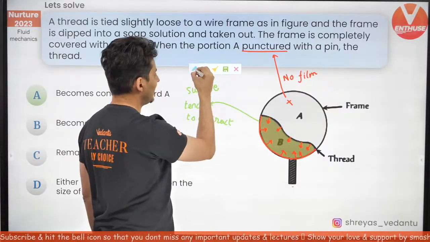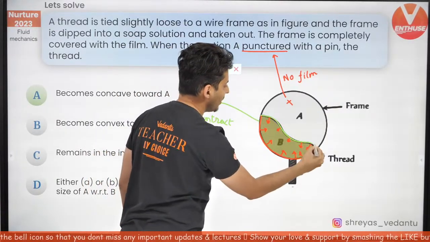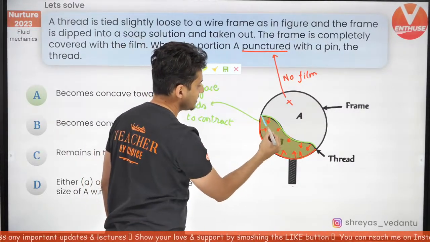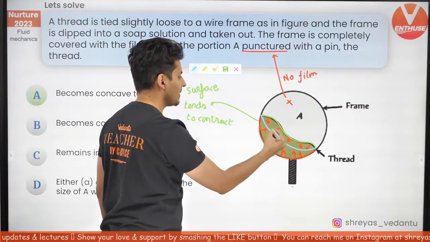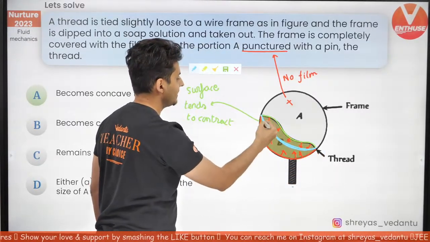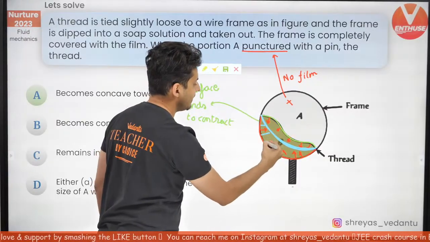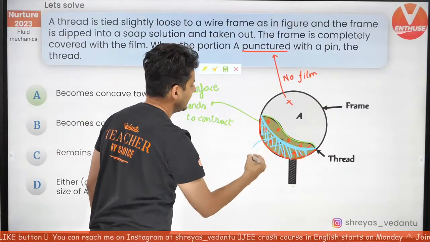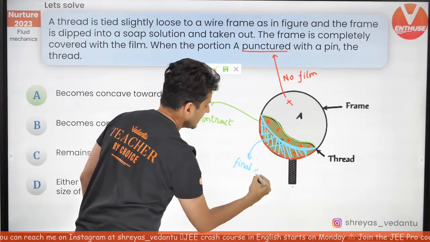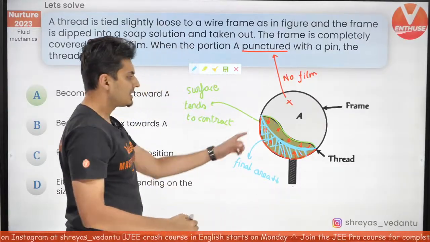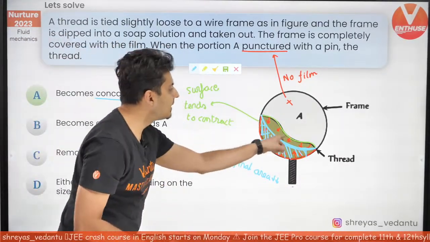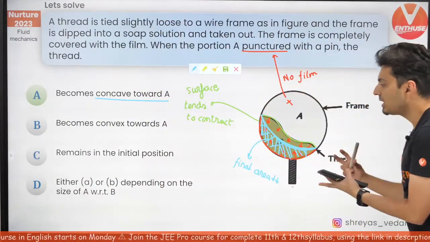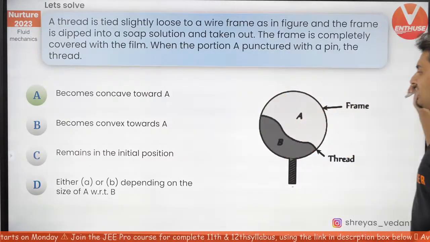But this is a thread, so that thread can definitely change its shape. Obviously, it won't remain like that. It will be pulled inside, and that is the reason why it will eventually become like this. This will be the final shape. Can you see? Something like this, because it has been pulled inside, and the final area is less. The final area has reduced. So that's the reason why it is concave towards A, convex towards B. I hope that makes sense. Got it? So understand the behavior of a liquid. How does it behave? It always tends to contract.